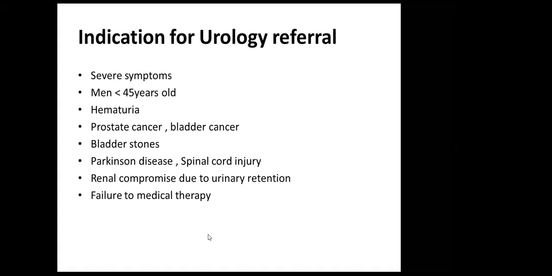Next, it is an indication for urological referral. Whenever there is a severe symptom, men who develop BPH at less than 45 years of age, associated hematuria, associated prostatic cancer and bladder cancer, presence of bladder stone, Parkinson's disease and spinal cord injury, if BPH leads to renal compromise, and if there is a failure of medical therapy.